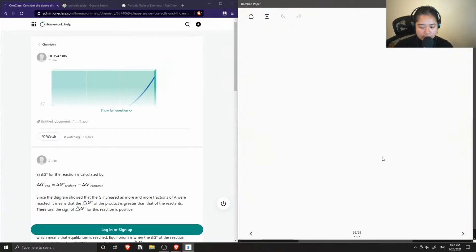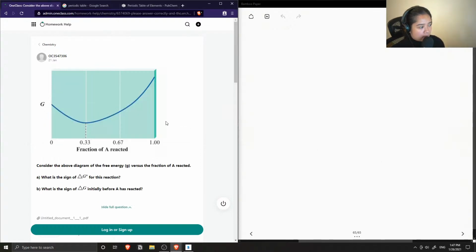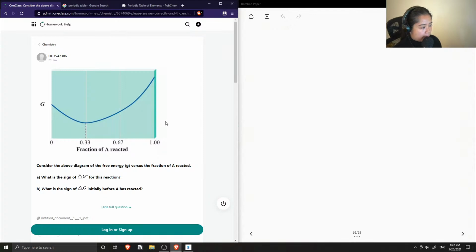Okay, so now we're on to question number 6. We have a graph or a diagram of free energy versus the fraction of A that reacted. Question A, what is the sign of delta G for this reaction? And B, what is the sign of delta G initially before A reacted?